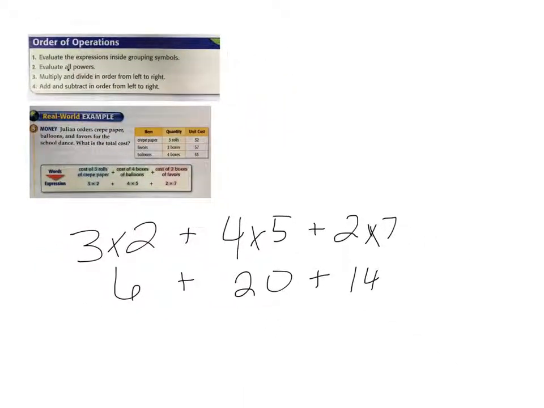Now moving on just a little bit more. We have addition from left to right now, step number 4. So 6 plus 20 is 26 plus 14. 26 plus 14, ladies and gentlemen, is 40.